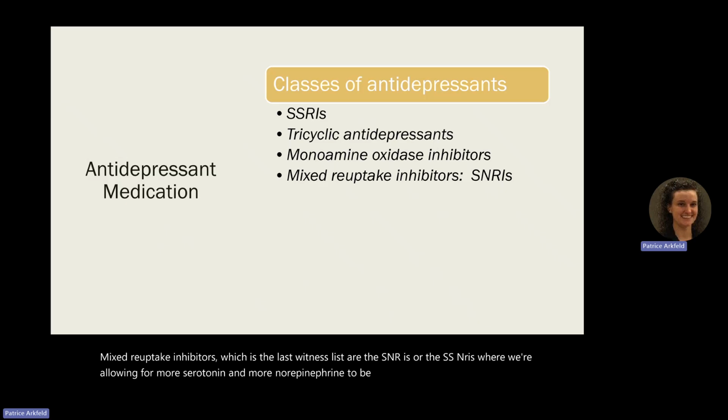There are other types of antidepressants, including MAOIs or monoamine oxidase inhibitors and tricyclic antidepressants. Again, these are just different classifications of these medications that all target different neurotransmitters and in different ways.